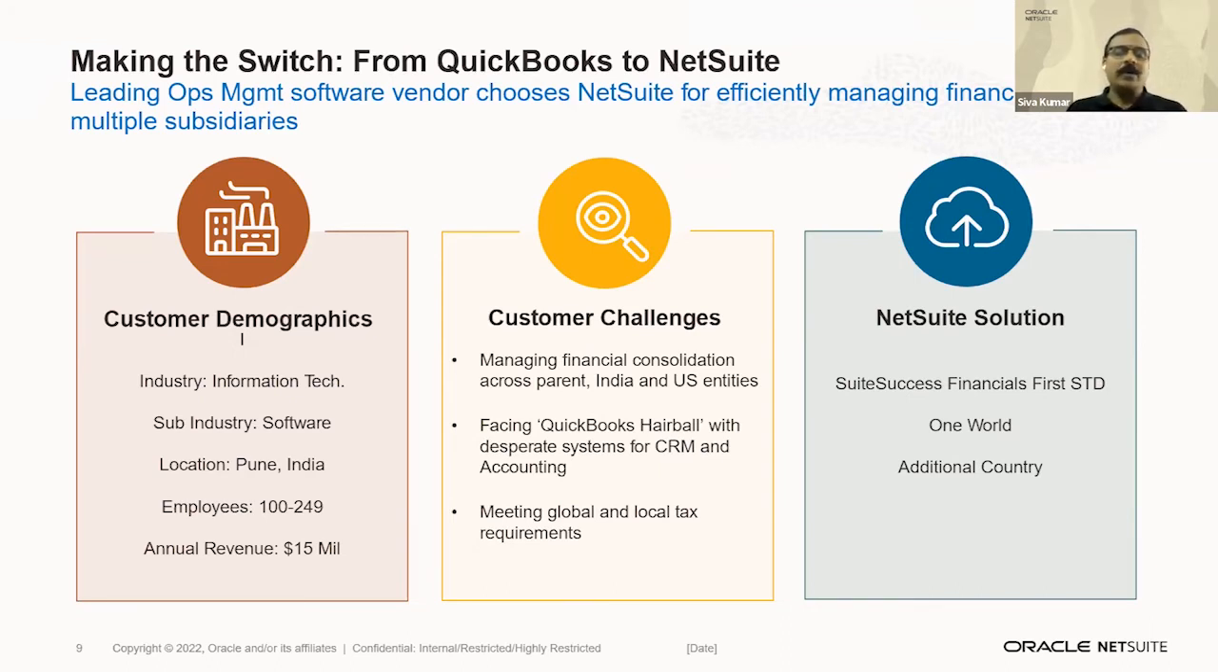And also, very importantly, the global and local tax requirements from one single instance was one of the critical things they were looking for. After a lot of due diligence, we have been selected as the preferred choice of vendor, and the NetSuite implementation has been kickstarted. This is a very leading ops management software vendor. They are now on NetSuite and the implementation is happening. Moving on, can I move to the next one, please?